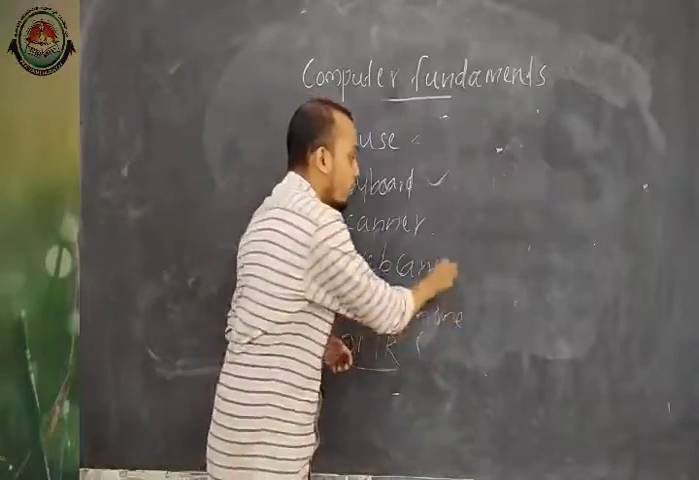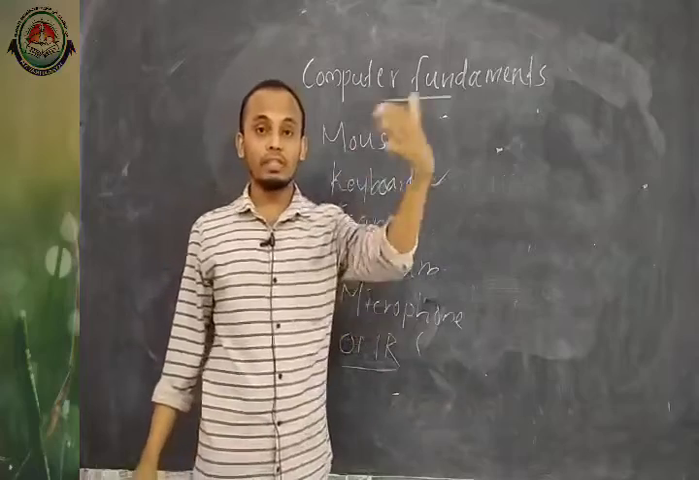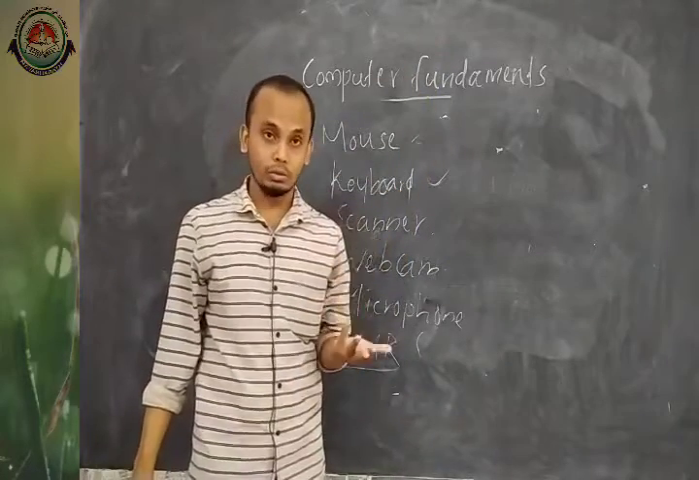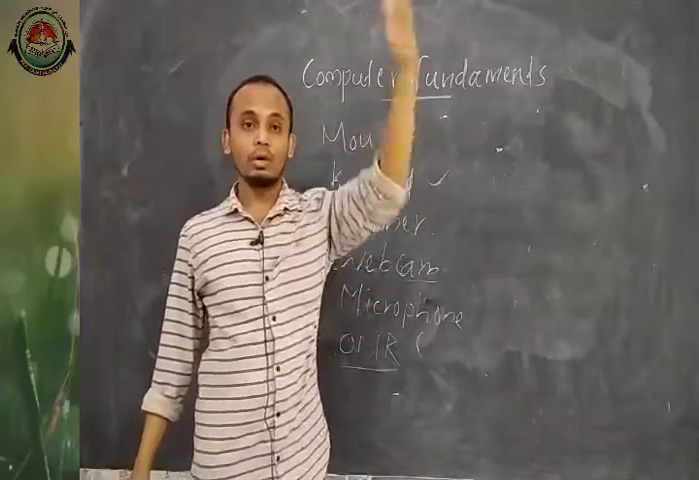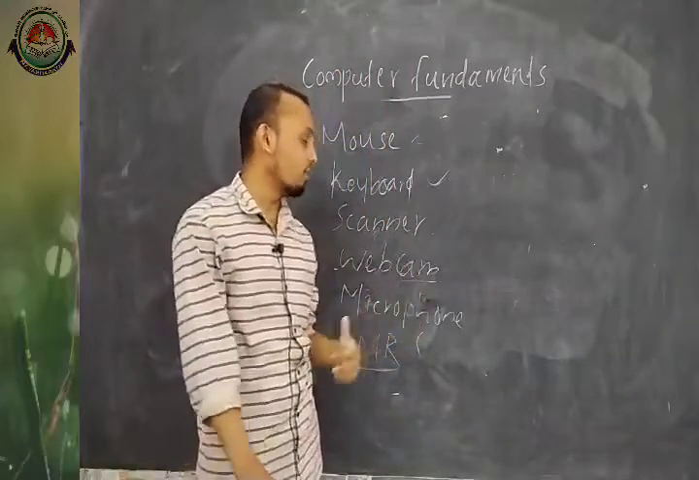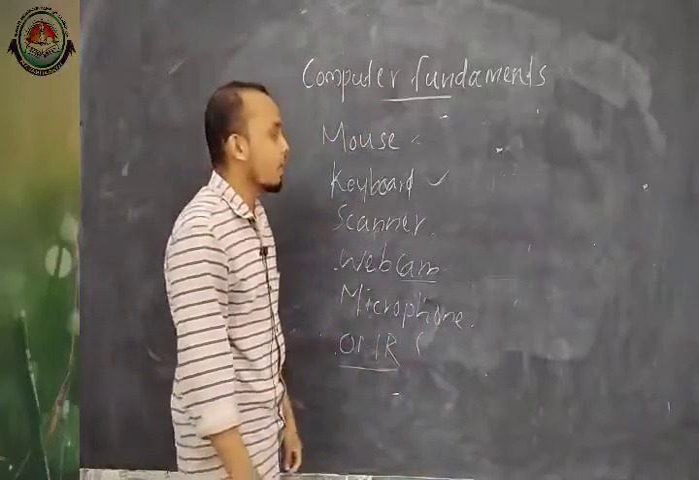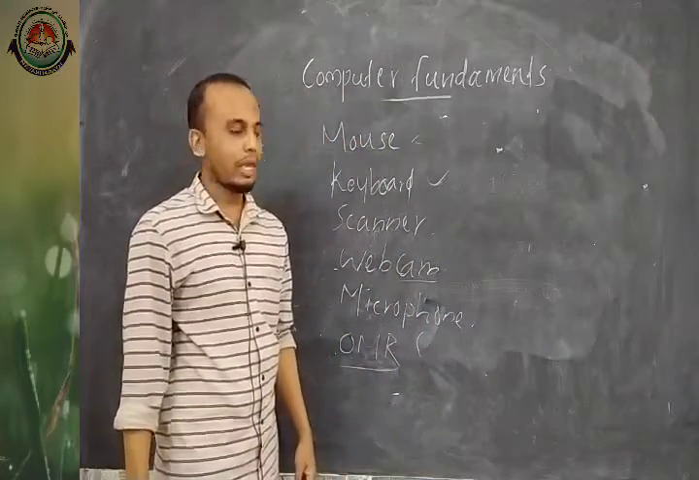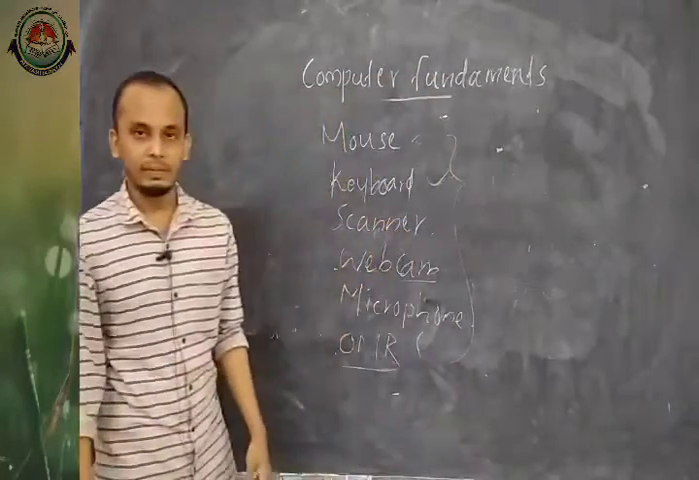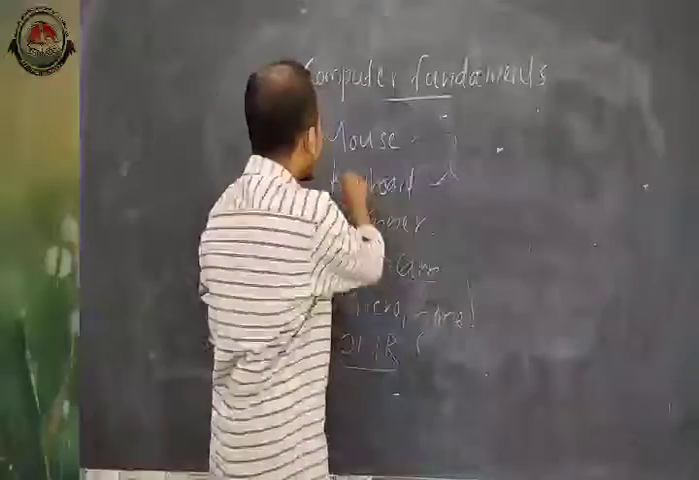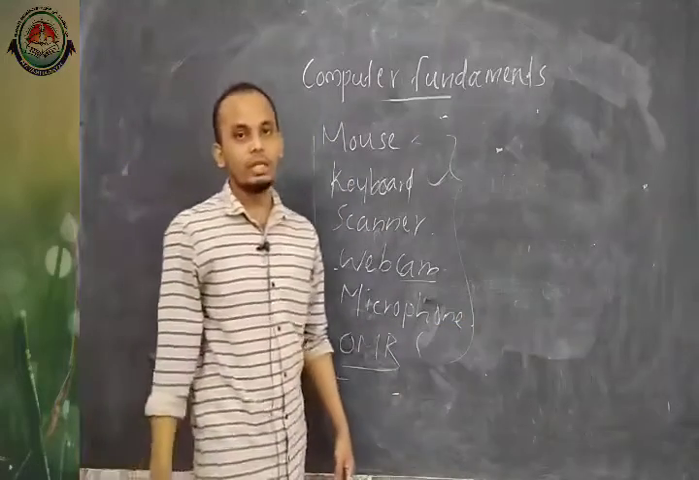Then webcam, you can talk with others through online. Webcam is used for seeing others. When you talk, you can see and talk with the help of webcam. Then microphone. I already explained what is microphone. Okay, then these are input devices. You can give instruction to computer using these input devices.